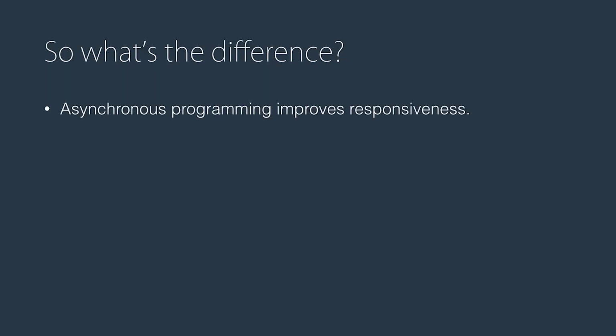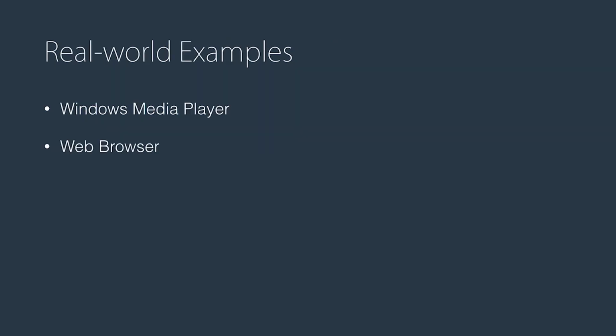So what's the difference? Asynchronous programming model improves responsiveness of your application. You have already seen that in the real world. Think of Windows Media Player or your web browser. In the case of Windows Media Player, as it's playing a media, let's say a song or a movie, the UI continues to be responsive. You can resize the window, you can move it around, you can see an animation.